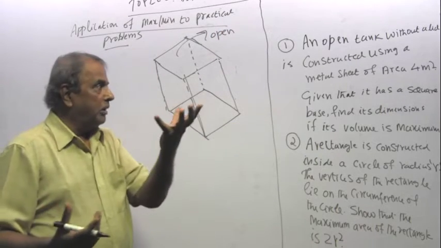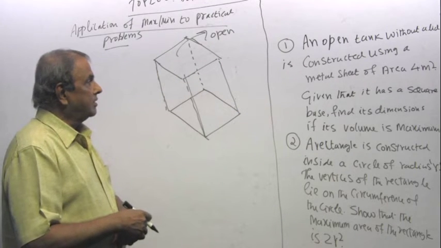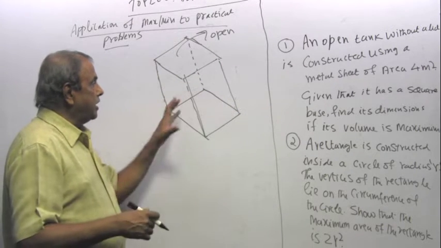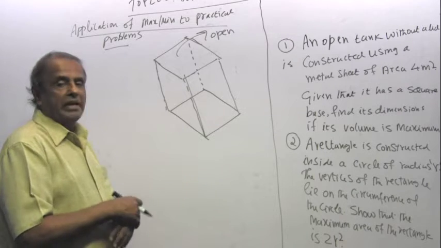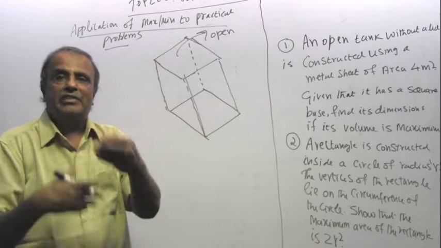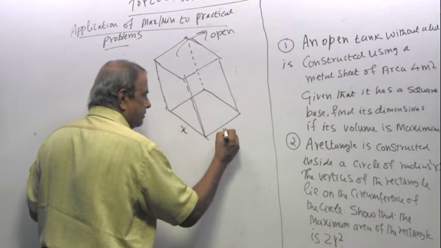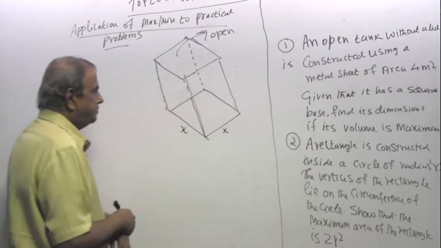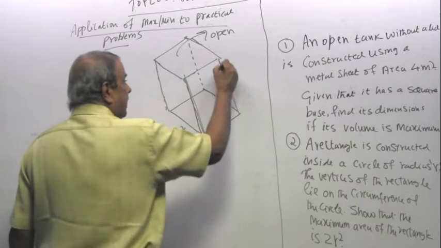So the first job will be understand what the question says. You've been told it has a square base. We don't know the dimension of this. That means I can vary the size of the base. So that's a variable there, x. That's a variable there, x. And I don't even know the height. So let's call the height as h.